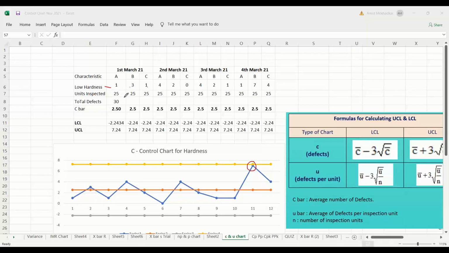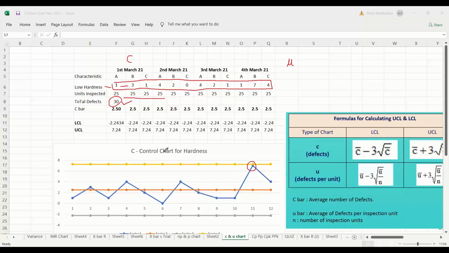Here you can see that the units inspected are common, that's why you are utilizing this C chart. Otherwise, if every day the units inspected are different, then you have to go for the U chart. Total number of defects, how many total number of defects are there? You calculated the summation of all these, the sum of all the defects. So total number of defects is 30.